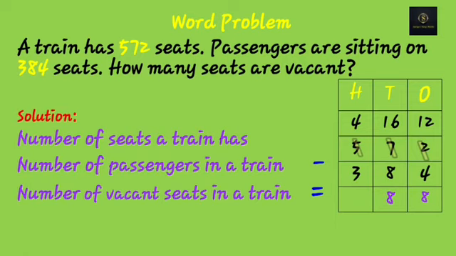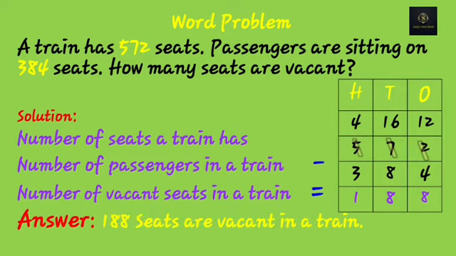Now let us subtract the digits in the hundreds column. That is 4 minus 3. So 4 minus 3 is equal to 1. So we write 1 in the hundreds place. So how many seats are vacant in a train? Yes, 188. Now let's write the answer. That is our fourth and final statement. 188 seats are vacant in a train.